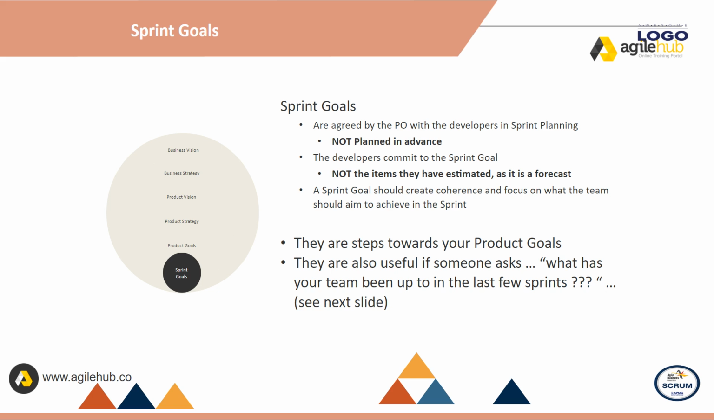The developers commit to the sprint goal, not the items they have estimated, as it is a forecast. A sprint goal should create coherence and focus on what the team should aim to achieve in the sprint. They are steps towards your product goals. They are also useful if someone asks, "What has your team been up to in the last few sprints?"